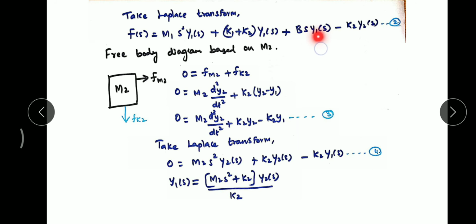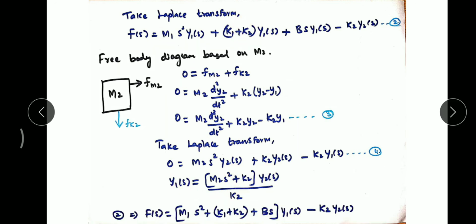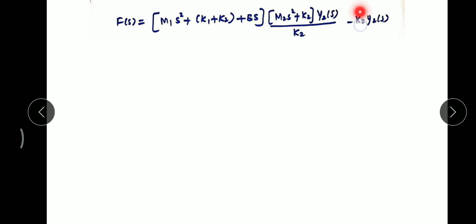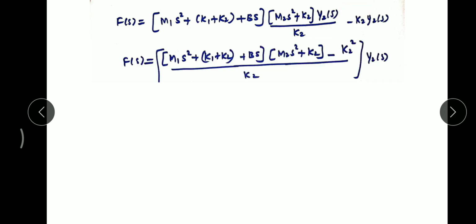How to remove the term Y1 of s? It is possible by replacing the value of Y1 of s with some other expression. This can be obtained from equation number 4. You can easily bring the value of Y1 of s like this: Y1 of s is equal to (m2 s square plus k2) into Y2 of s divided by k2. You can see that this Y1 of s is now available in terms of Y2 of s. Let's substitute this Y1 of s value in equation number 2. We are getting this expression. From this expression itself, you can bring Y2 of s as common. This is the obtained equation.